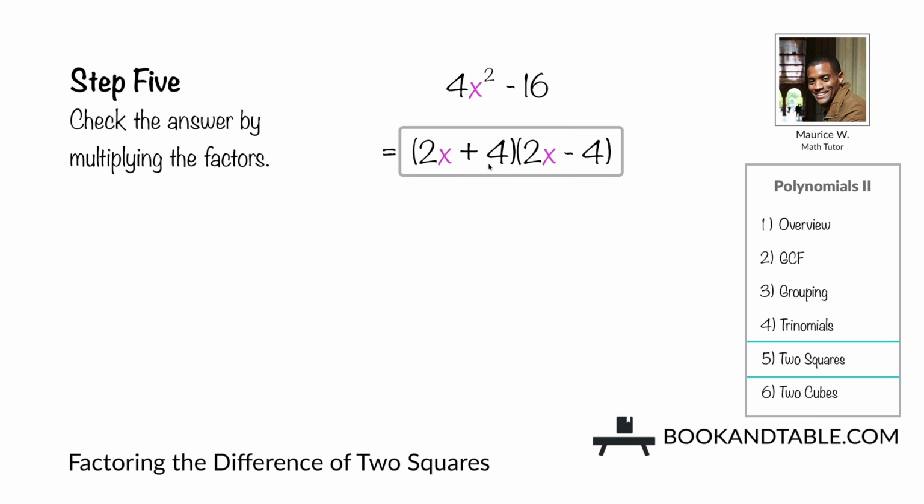And now we can check this answer by multiplying the factors. The final polynomial should be the original polynomial. That would confirm that these are in fact the factors. 2x times 2x gives us 4x squared. 2x times negative 4 is negative 8x. Positive 4 times 2x is positive 8x. Positive 8x and negative 8x cancel each other out. And positive 4 times negative 4 is negative 16. So we see that the final polynomial matches the original polynomial, which confirms that 2x plus 4 times 2x minus 4 are the factors that will give you a product of 4x squared minus 16.